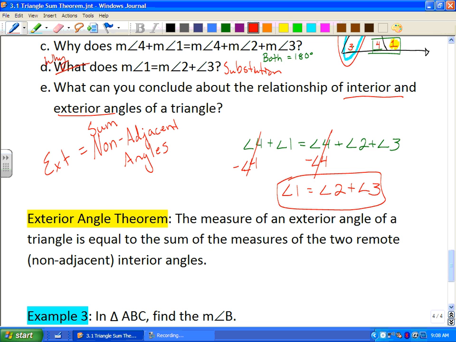Okay, the exterior angle theorem says a measure of an exterior angle of a triangle is equal to the sum of the 2 remote interior angles. Another word for the 2 remote interior angles is non-adjacent. So the exterior angle is equal to the sum of the 2 angles not next to it.